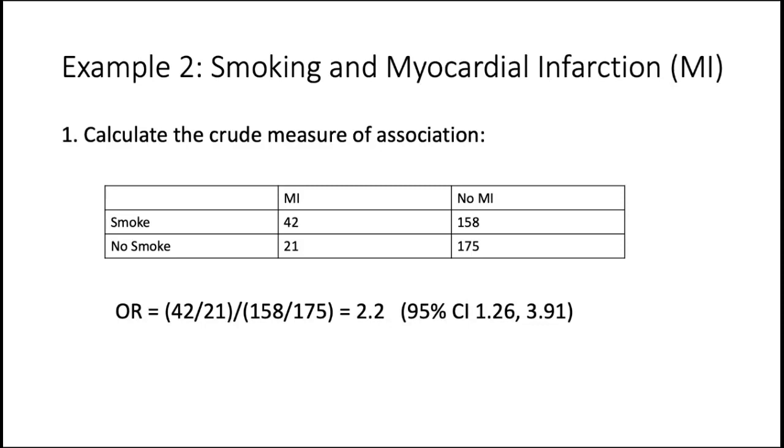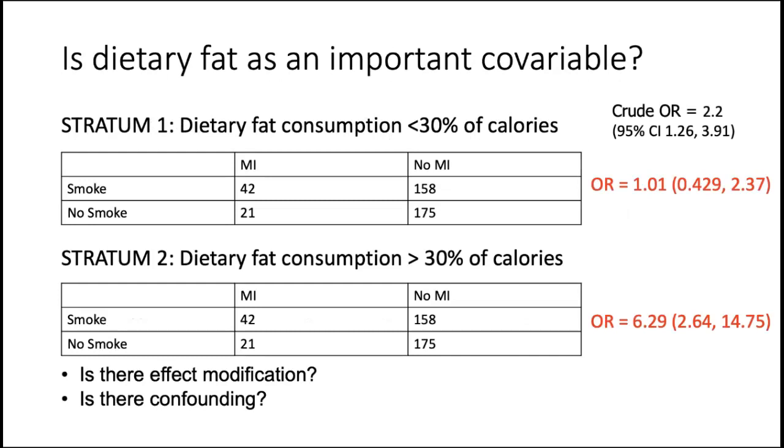So what I would do is set up my analysis according to the levels of the strata of that third variable. In this case, I would analyze my data according to those with low dietary fat consumption. That's going to be stratum 1 at the top. And then I'm going to calculate those with high dietary fat consumption. That's going to be strata 2, shown by that table at the bottom. I'm going to set up my 2x2 table with my exposure and my outcome variable. And I'm going to calculate my odds ratio and 95% confidence interval. I've given you the answers to these.